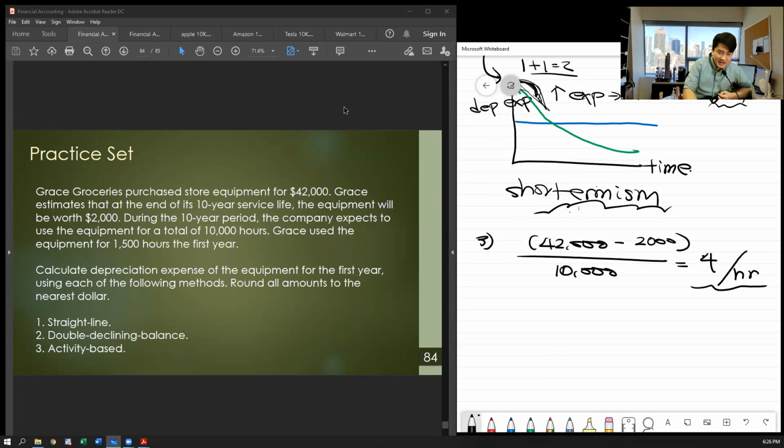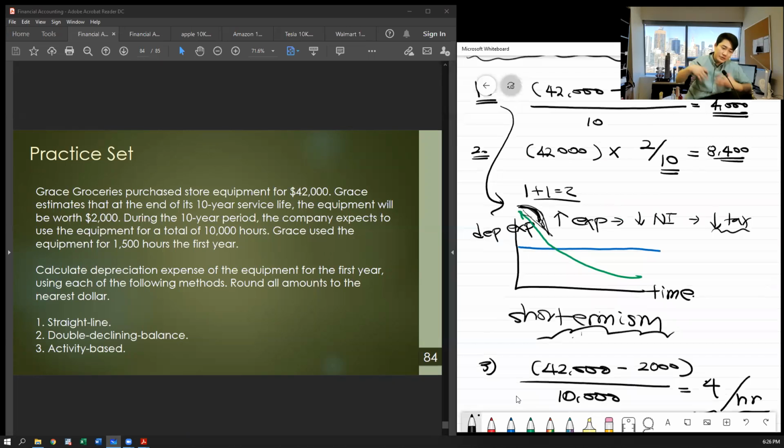In this case, the company used about 1,500 hours for the first year. So basically, you're going to multiply 1,500 by 4. So that's $6,000 of depreciation expenses for the first year. Okay.